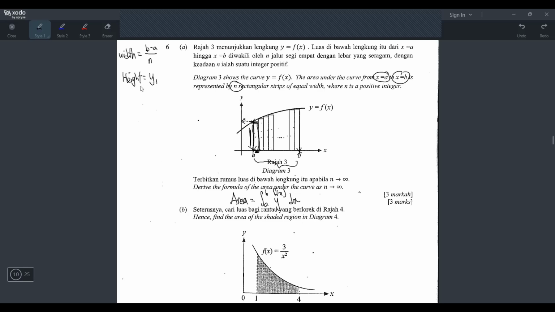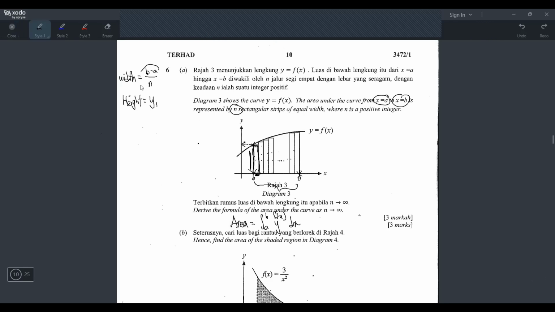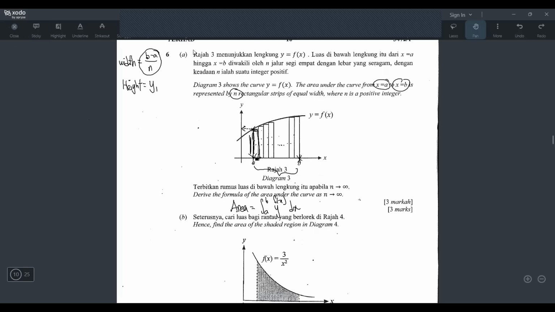Okay, so this is my width and height. So now can I get my area? So I can get my area by taking y1 multiplied with this one, right? We take this one times this one first to get the area of the rectangle, right? So the formula will be y1 multiplied with (b minus a) over n. Okay, but this is only the area for one rectangle, right? But I don't want the area of one rectangle. I want the area of a bunch of rectangles combined together.